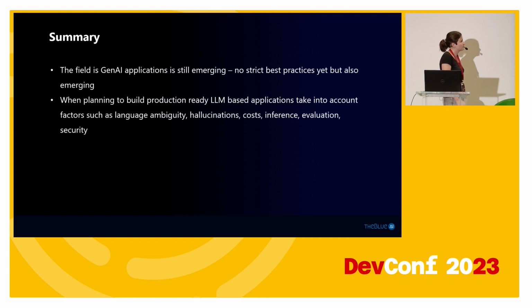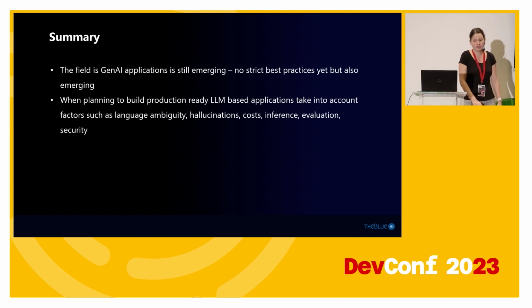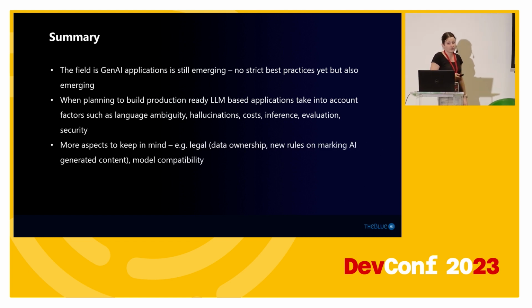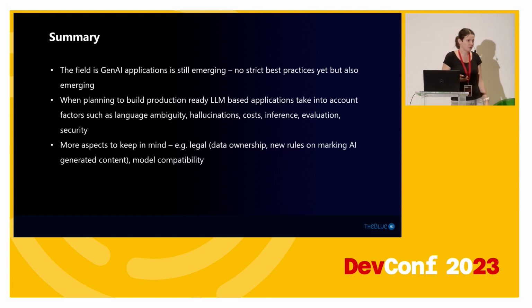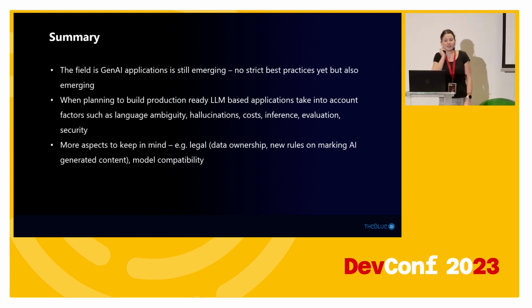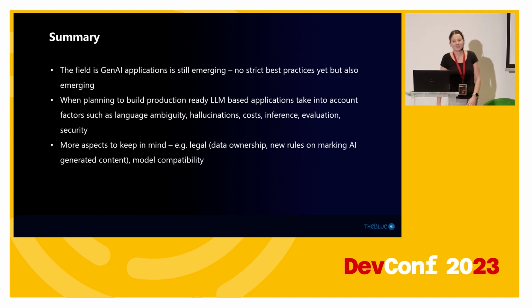About the language ambiguity, that probably will stay with us. About the hallucination, cost, inference, evaluation, security. But there are also more aspects to keep in mind. These are not the only 6 problems that you will encounter. There is the whole legal side, but I'm not a lawyer, so that's why I didn't touch on that.